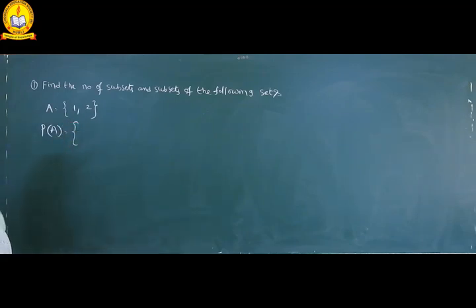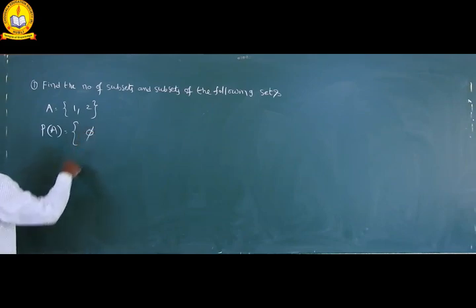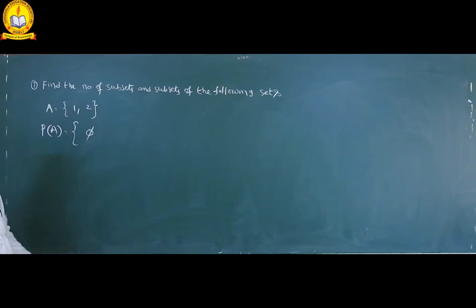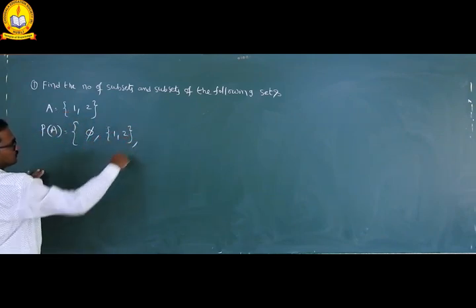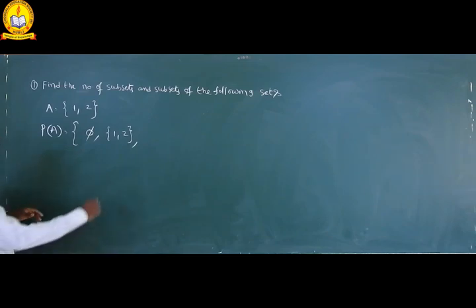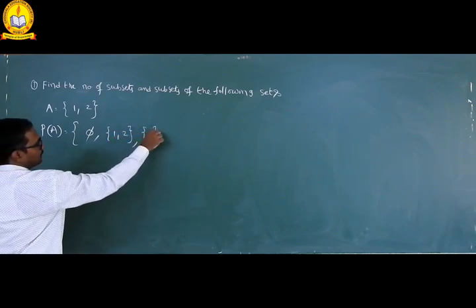First property, the empty set is a subset of every set. That's why I am taking φ. φ is the empty set. It is a subset of every set. That's why I am writing it here. Second property, every set is a subset of itself. So it is a subset of itself. That's why I am writing this one, {1, 2}.